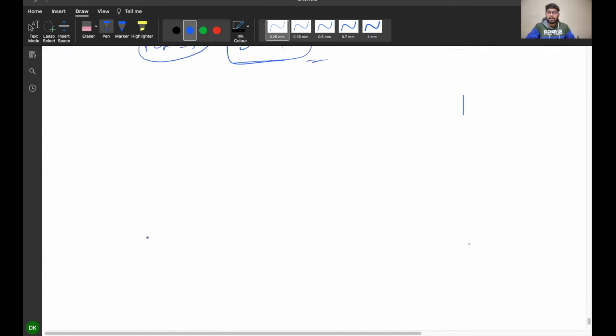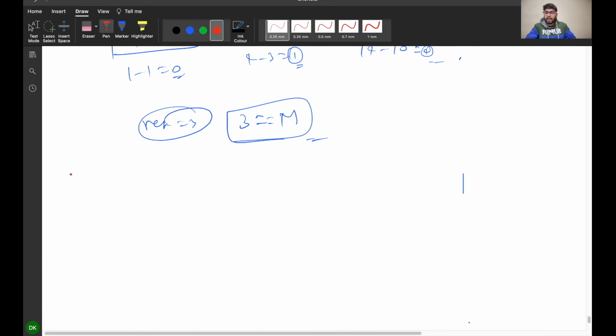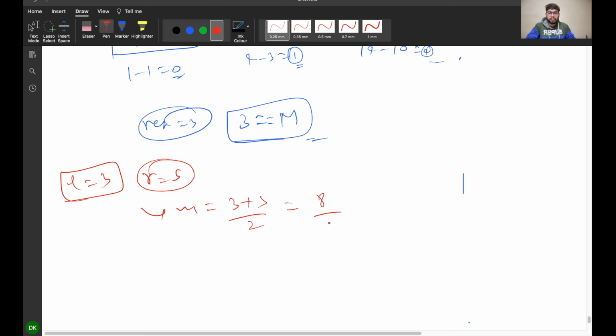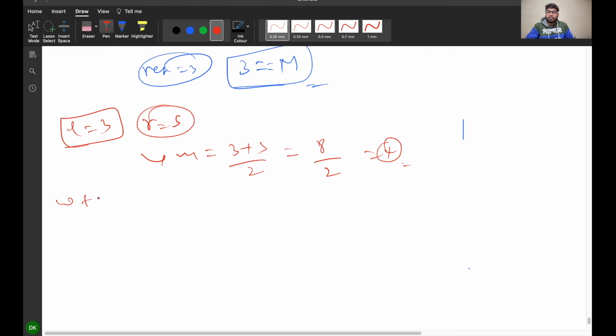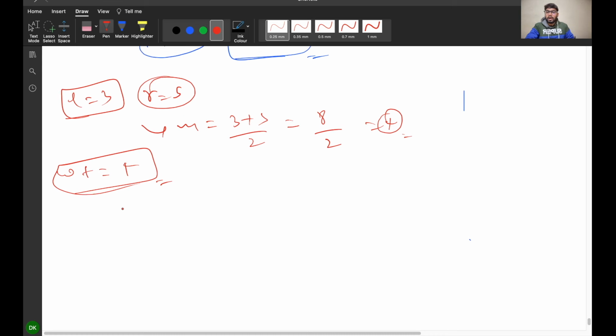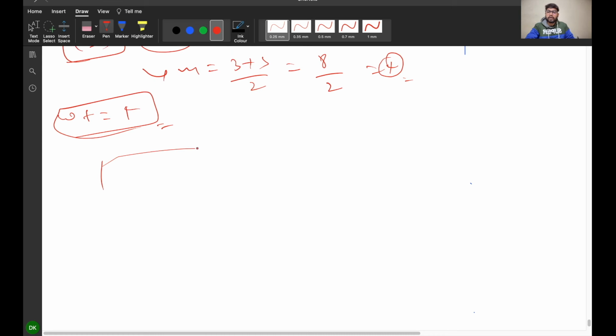And after that I have my L equal to 3, and my R equal to 5. Okay, so again I have to find M, that is 3 plus 5 divided by 2, that is 8 divided by 2, that is 4. At this time, what is my waiting time? Waiting time is 4. Okay, and again we have to calculate the number of required buses.